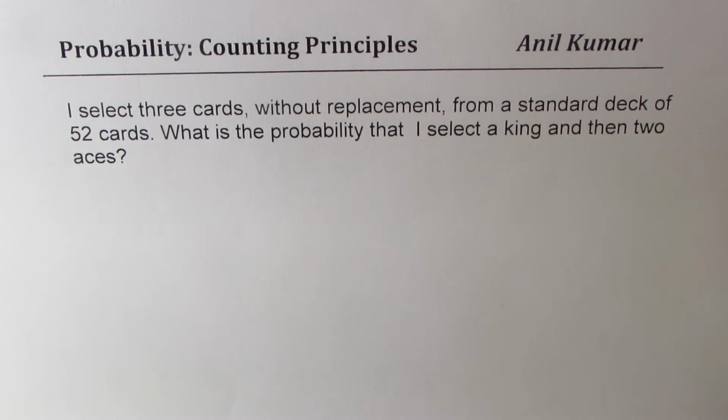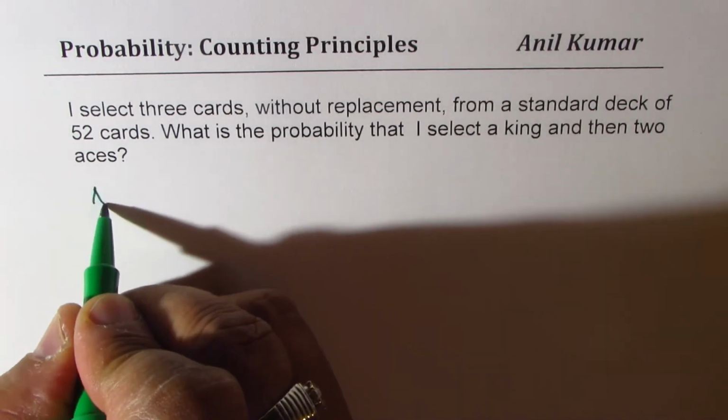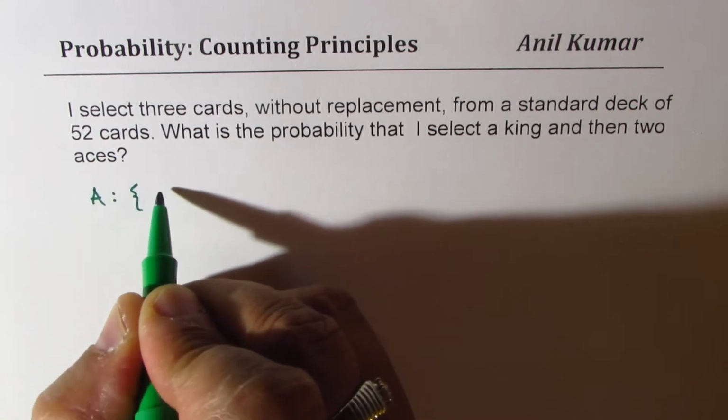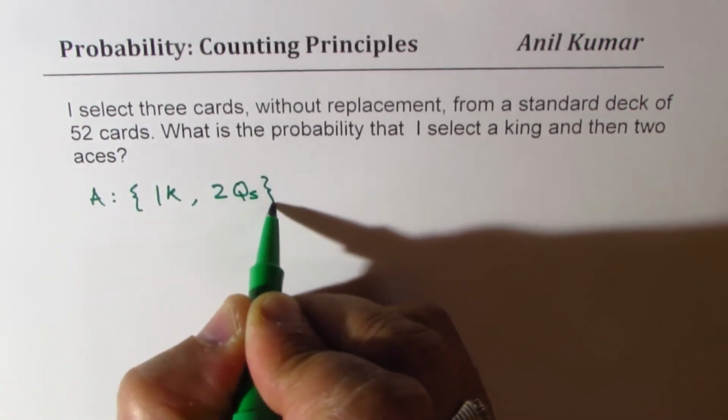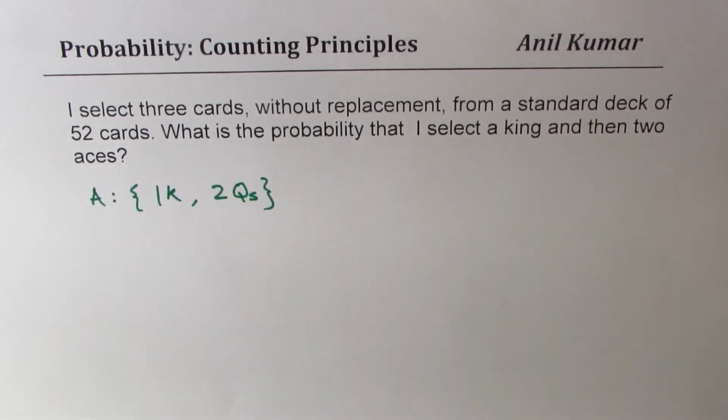Here is an example where we are going to apply the counting principles. I select 3 cards without replacement from a standard deck of 52 cards. What is the probability that I select a king and then 2 aces? So we are looking for an event A where we have 1 king and 2 queens. Okay, so that's the event for us. So we need the probability of this event.